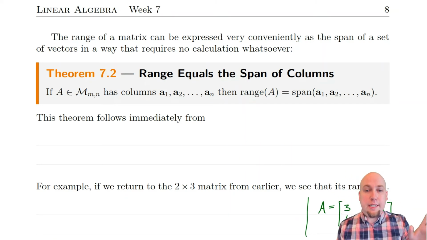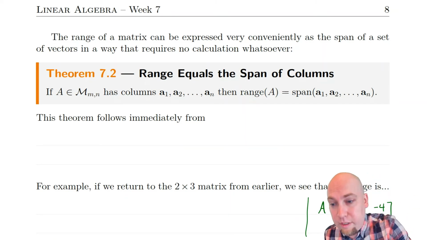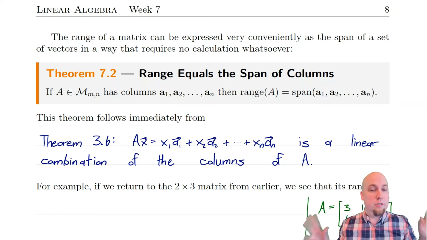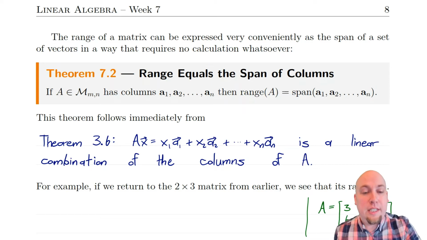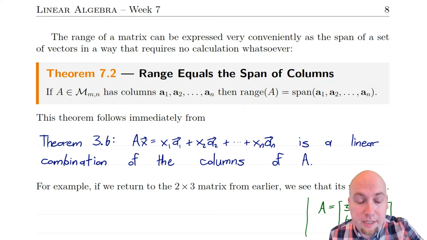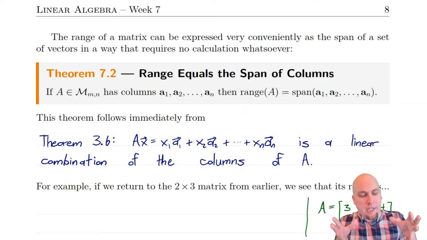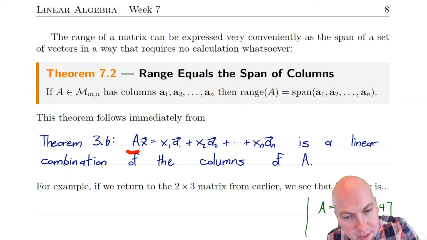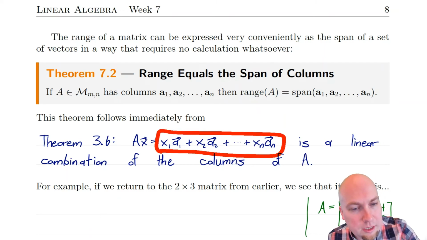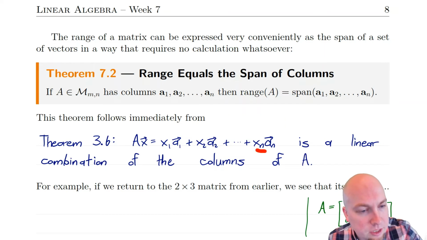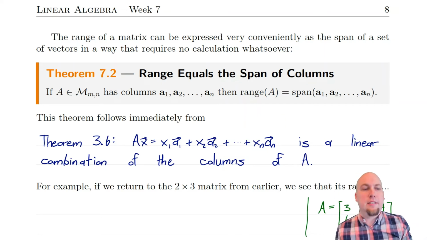Fortunately, this theorem can be proven in just a line. It follows almost immediately from something we did in an earlier lecture. All the way back in week 3, we learned from block matrix multiplication that if you take a matrix and multiply it by a column vector x, so you're doing A times x, you get a linear combination of the columns of the matrix. Here A1 is the first column of A, A2 is the second column, and so on, AN is the last column. The coefficients in the linear combination are exactly the entries of the vector x.